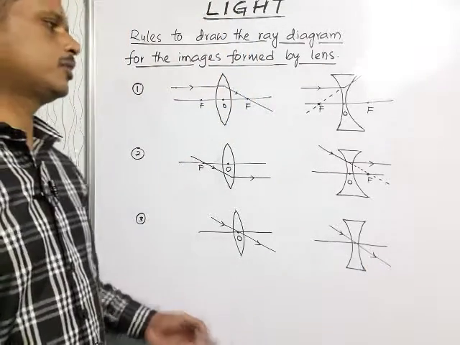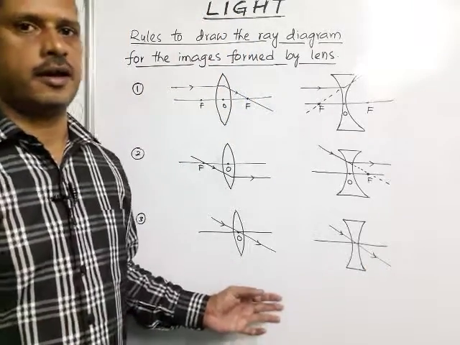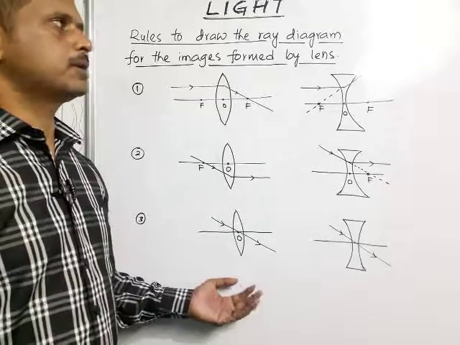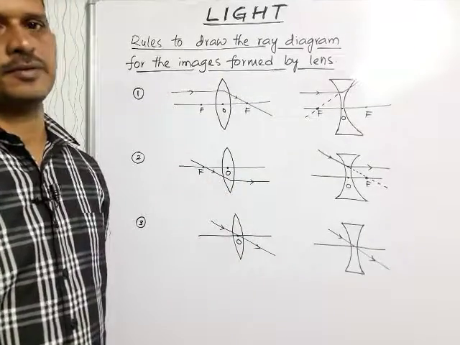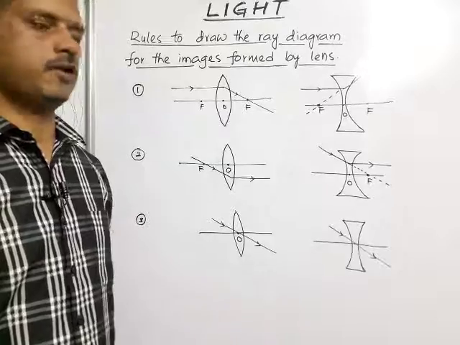So by using these three rules we can draw the ray diagrams to understand the images formed by the lens. Both convex lens and concave lens we can discuss.